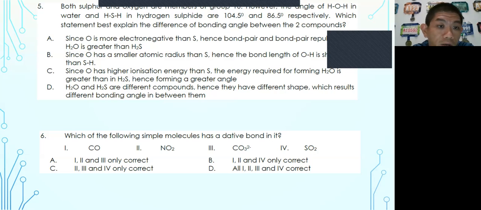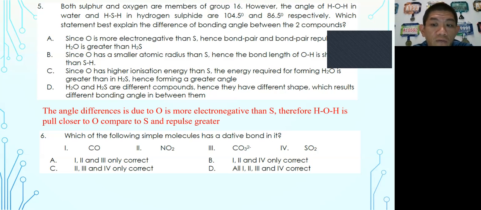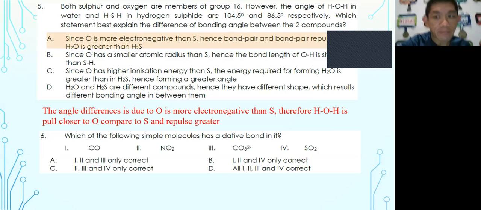So in here, because oxygen is more electronegative. Oxygen is more electronegative, so therefore the bonding pair is pulled closer. So when it is pulled closer, the bonding angle is going to be wider. So that is why it has a larger angle of repulsion. So with that, the best answer in here is A. Okay, this is number 5, and then we go to number 6.